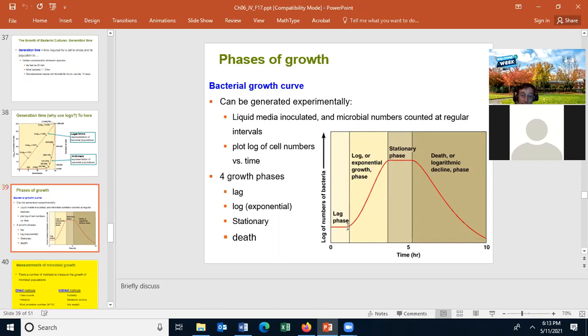The reason the bacteria are growing rapidly is the bacteria are low in numbers, the nutrients are high in numbers, the waste products are extremely low in numbers, and there's lots of room for the bacteria to grow. So the bacteria grow very rapidly, and that is the log or exponential growth phase. But that phase doesn't last forever.